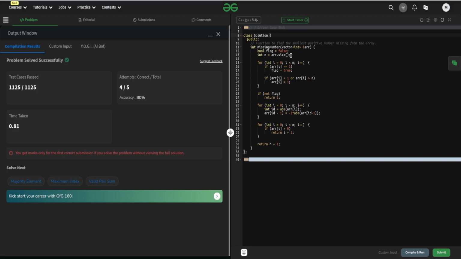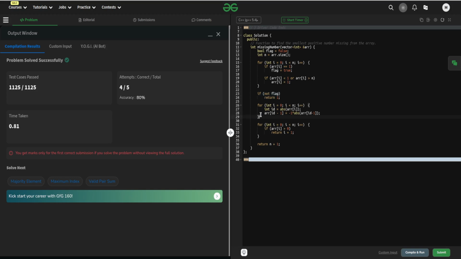Flag equals to false, n equals to size of the array. Then we are iterating on the elements of the array and we are checking whether 1 exists in the array or not. If 1 exists in the array, we are setting flag equals to true. And at the same time, we are marking arr[i] equals to 1 if arr[i] is less than 1 or arr[i] is greater than n. If 1 does not exist in the array, then we are returning 1.